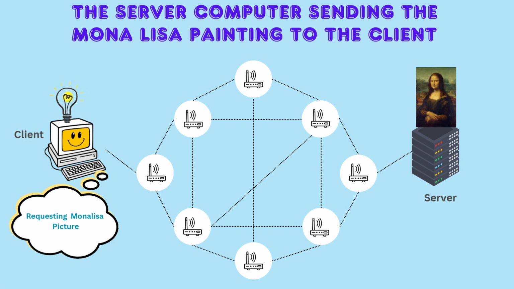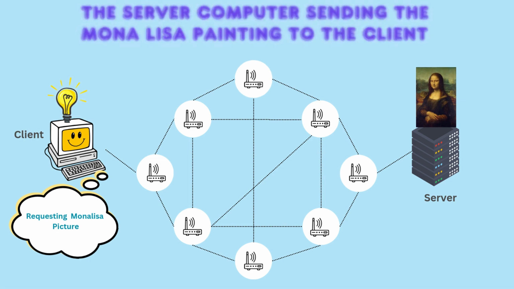Once the server receives this request, it immediately processes the packet containing the client's and its own IP addresses, along with the request details. Using TCP/IP protocols, the server deciphers this data to understand and fulfill the request. Next, we'll explore how the server prepares and sends this iconic image back to the client.